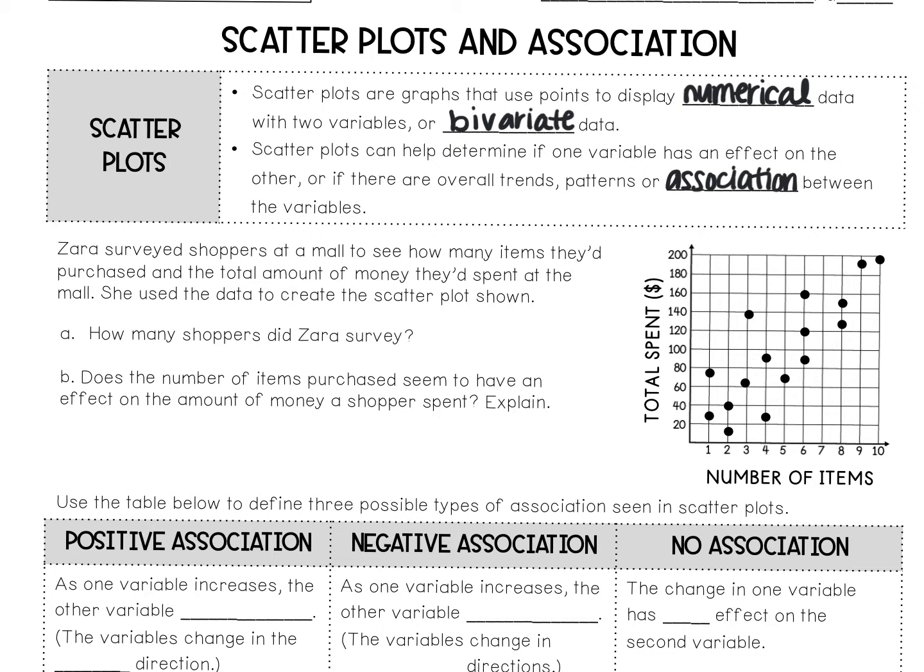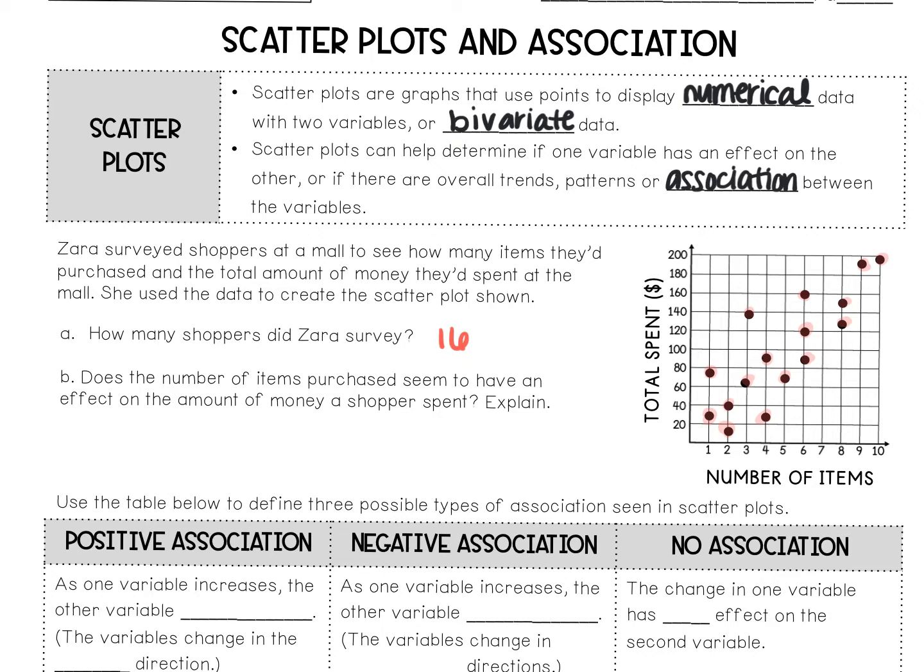Let's look at this example of a scatterplot. Zara surveyed shoppers at a mall to see how many items they'd purchased and the total amount of money they'd spent at the mall. She used the data to create the scatterplot shown. How many shoppers did Zara survey? So in order to decide how many shoppers she had surveyed, we're going to have to count the number of data points she has. So she had 16 data points. So there were 16 shoppers surveyed.